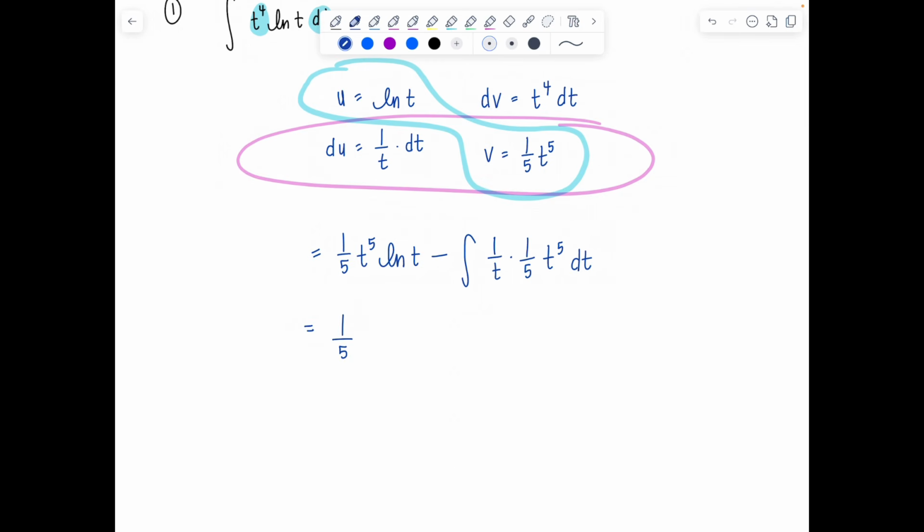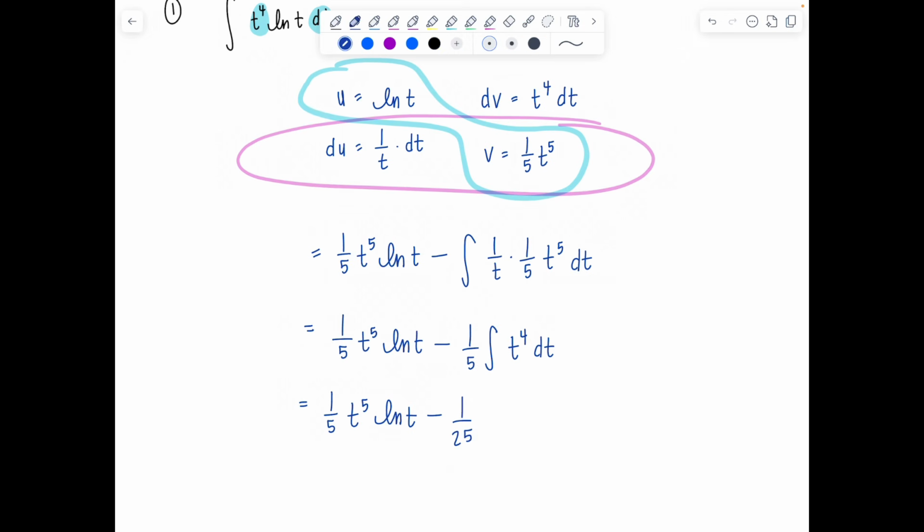So we've got 1/5 t to the 5th, natural log of t, minus, take your constant outside always, 1/5 integral, t to the 4th dt. Are you ready? Yeah, I just cleaned up. This t cancels with the t to the 5th. Okay, I figured you should have that under control by now. So 1/5 t to the 5th, natural log of t, minus, I'm going to add 1 to the exponent, divide by that new exponent, so I'm going to pick up another 1/5.